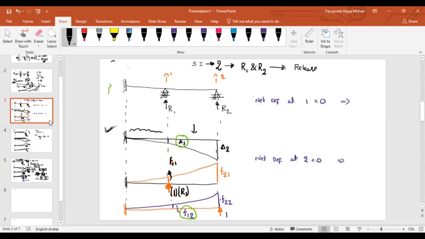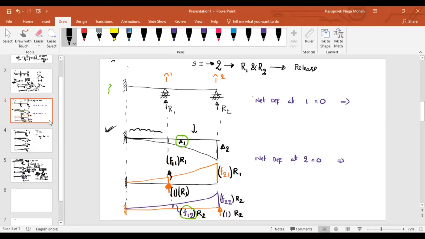Now how much deflection is going to happen here? F11 times R1. What about here? F21 times R1. R2 or R1? We are applying R1, only R1. Now instead of 1, if I apply R2 here, then what will happen to this F12? F12 times R2. F22 times R2.